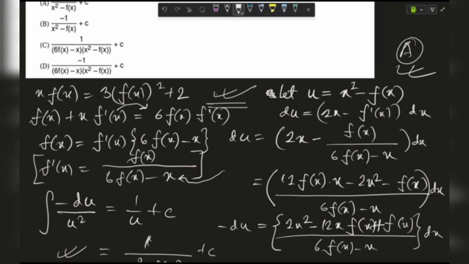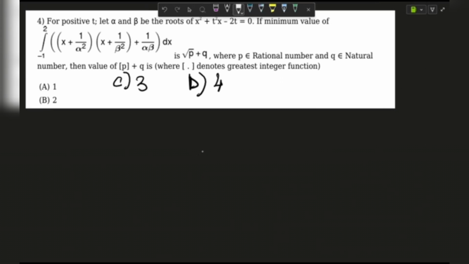So now we proceed to the next part. Here's our next question, guys. Please note, option C is 3 and option D is 4. They actually got missed out, so I have written them. Basically, alpha and beta are the roots of this quadratic equation x squared plus t squared x minus 2t equal to 0. I will wait for a minute.